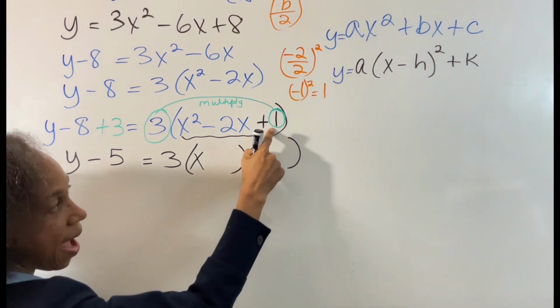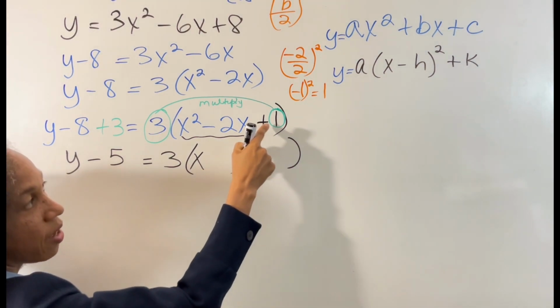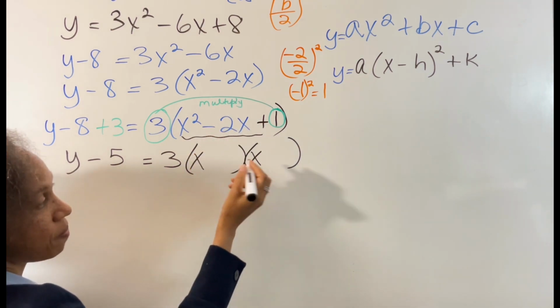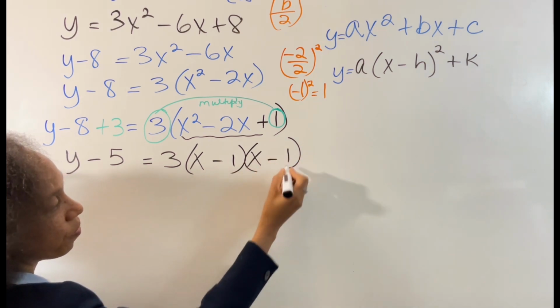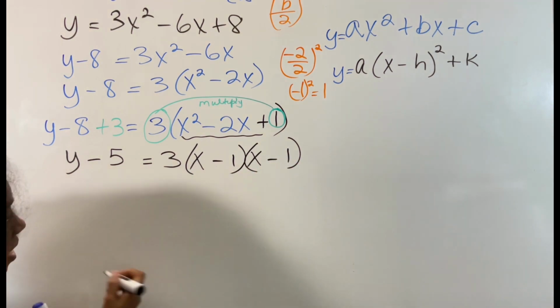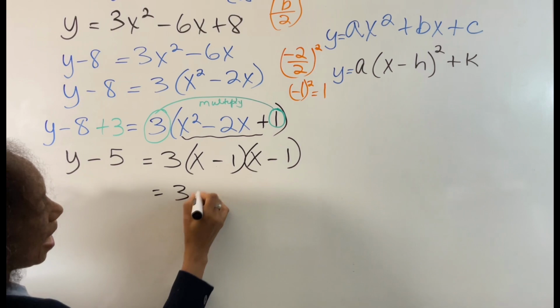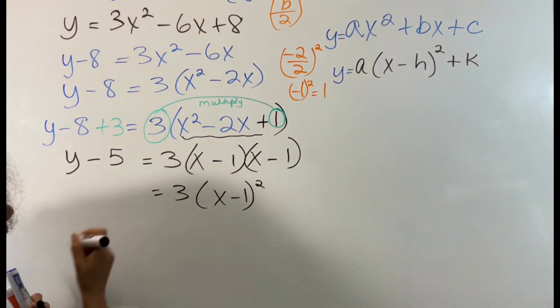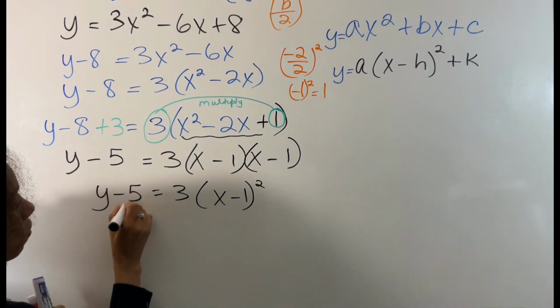So I have my C term, which is 1. Factors of 1 such that when added is going to give me negative 2 is simply going to be negative 1. So we're not done here. Now I can rewrite this as a set, right, of square. And I have my y minus 5 here.